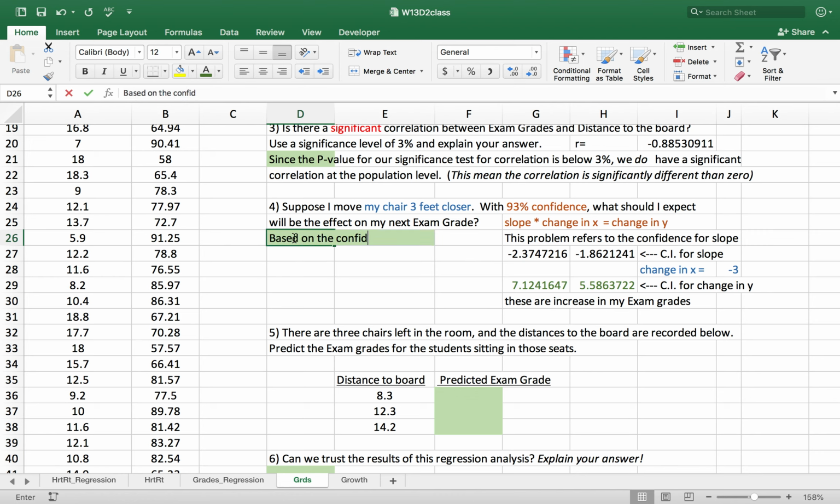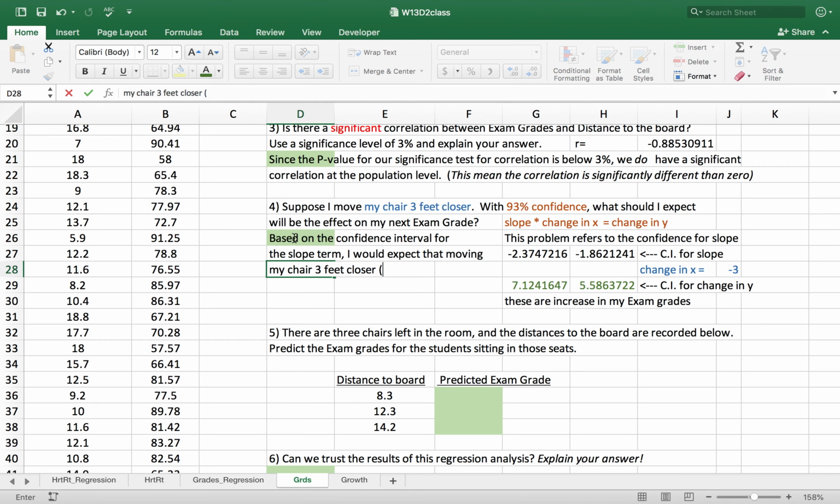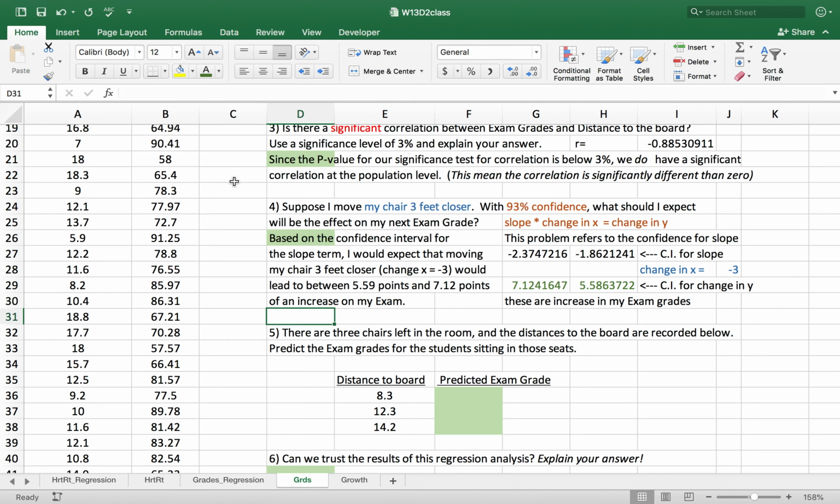Based on the confidence interval for the slope term, I would expect that moving my chair 3 feet closer, which is a change in x of negative 3, would lead to between 5.59 points and 7.12 points of an increase on my exam for next time.